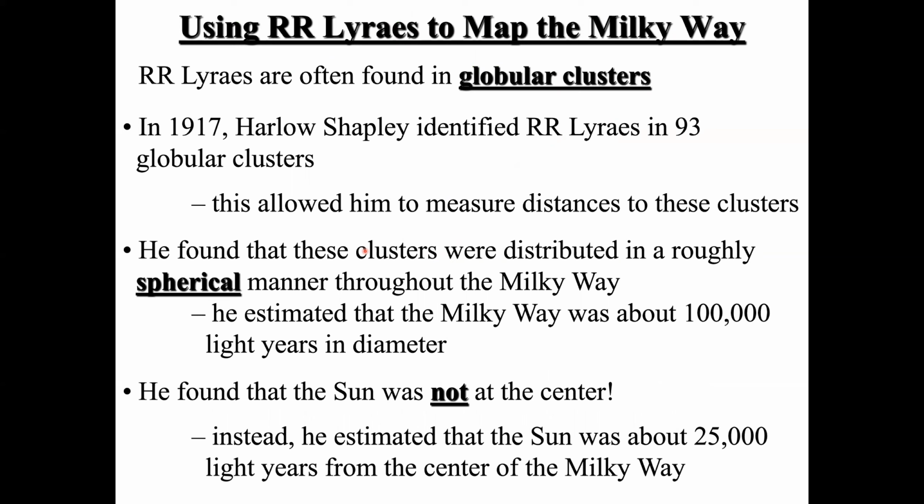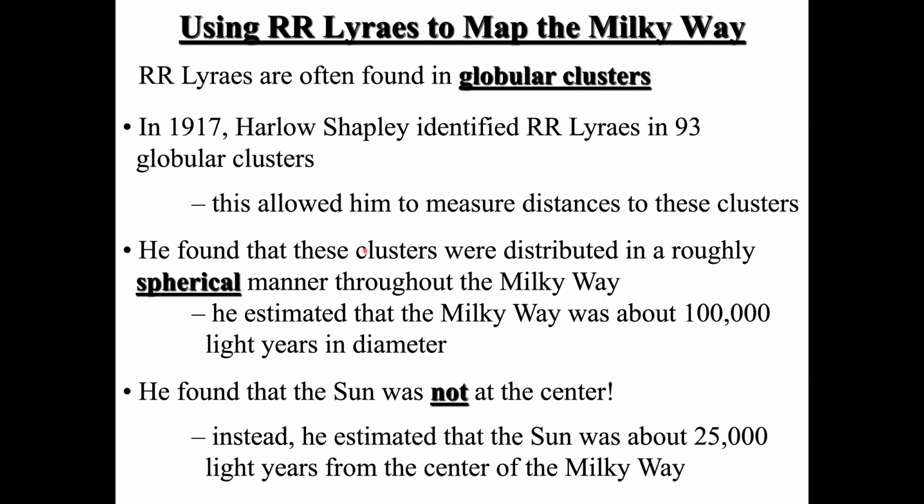By the way, these RR Lyra stars are often found in globular clusters, right? I hope you remember what globular cluster means. We learned about two types of star clusters, open clusters and globular clusters. Globular clusters have older stars, and they have this spherical shape. And most of these RR Lyra stars are found inside these globular clusters in our own galaxy, right?